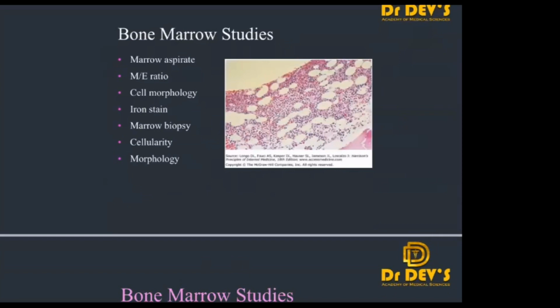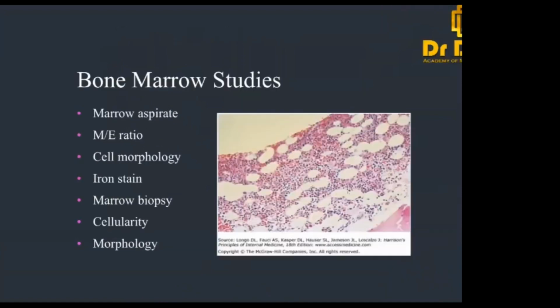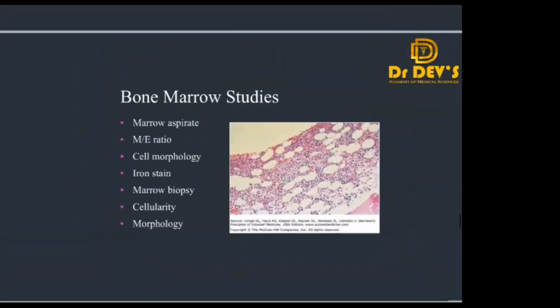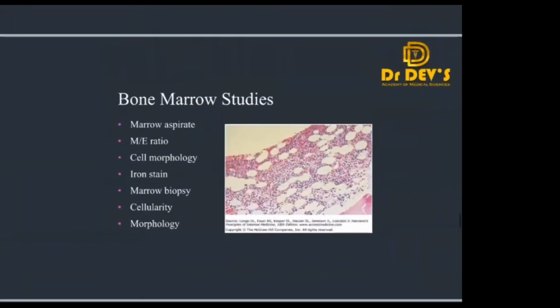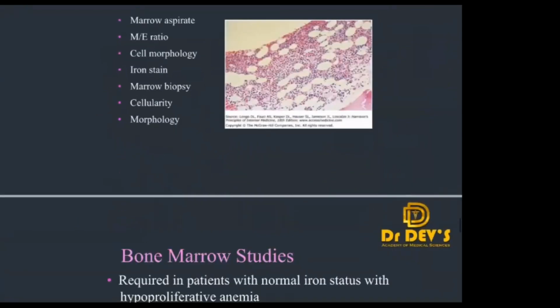When there is a hypoproliferative bone marrow, we have to see what is the cause of the bone marrow defect. So we will go for bone marrow aspiration and bone marrow biopsy, in which we see what the myeloid to erythroid ratio is. Is there an increase in the myeloid to erythroid ratio? An increased myeloid to erythroid ratio can be due to malignancy, that is leukemia, lymphoma.